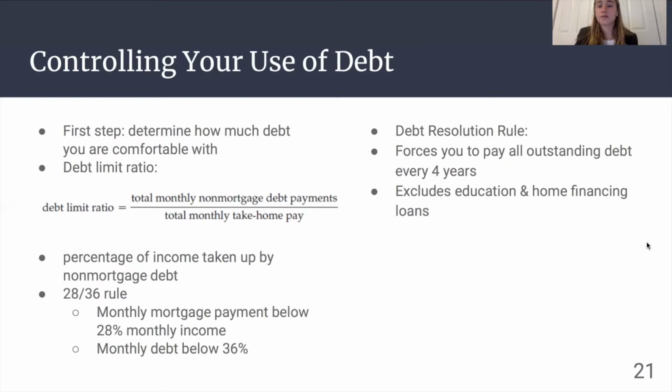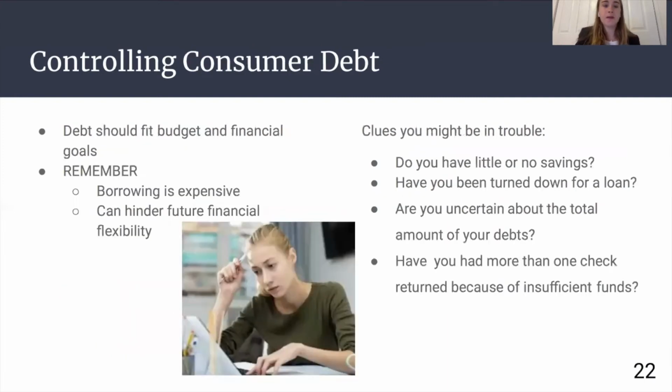Then there's a debt resolution rule, which forces you to pay all your outstanding debt every 4 years, and this excludes education and home financing loans. The idea behind this is that your loan should be short-term and over 4 years is considered long-term. Also, your debt should fit your budget and financial goals. Remember that borrowing is expensive and it can hinder your future financial flexibility if you borrow more than you can afford. And then in the future, you might not be able to borrow in case of an emergency.